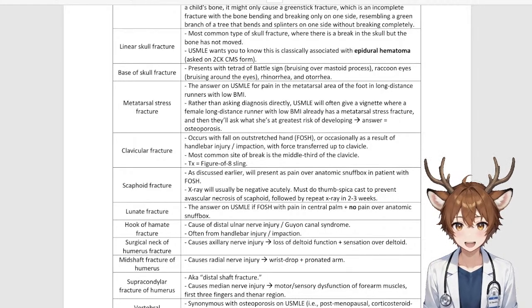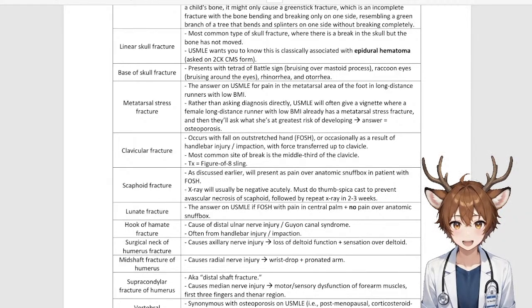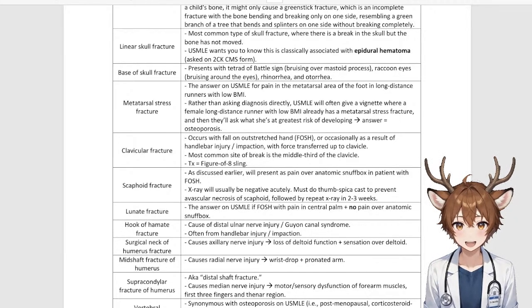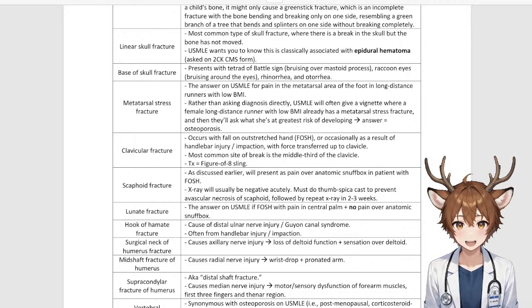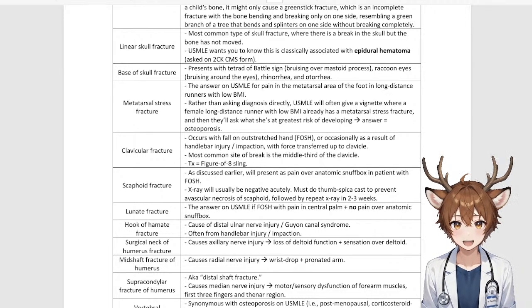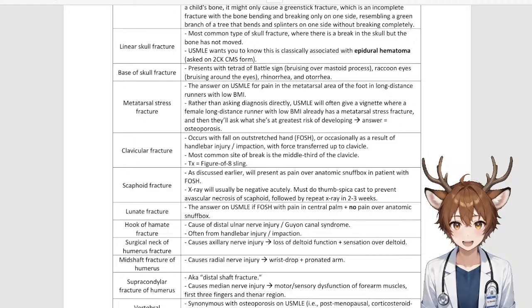Clavicular fracture occurs with a fall on an outstretched hand, FOOSH, or occasionally as a result of a handlebar injury, impaction with force transferred up to the clavicle. Most common site of break is the middle third of the clavicle. Treatment should be a figure-of-8 sling.